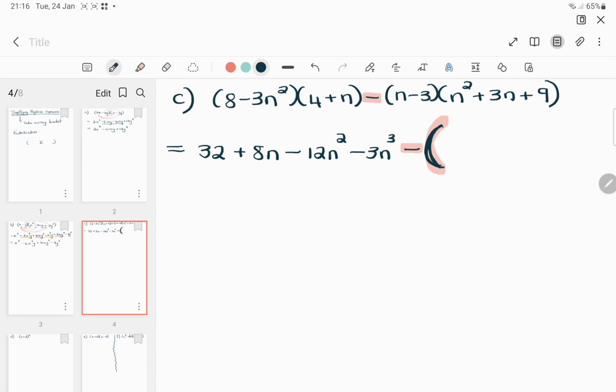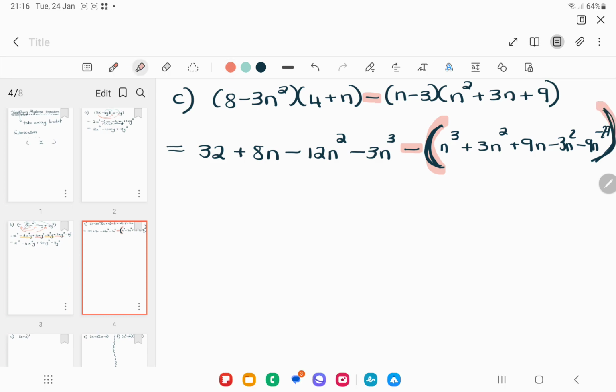I always say it's a naughty negative. Okay, then I'm going to multiply the n in, which gives you n to the power 3 plus 3n squared plus 9n. Then the negative 3 goes in, which is negative 3n squared minus 9n. Oh, I'm going to run out of space. A negative times a positive is a negative. 3 times 3 is 9n. And a negative times a positive is a negative. 9 times 3 is 27. Sorry, I'm so scared I'm going to run out of space there. Okay, so please remember your brackets.